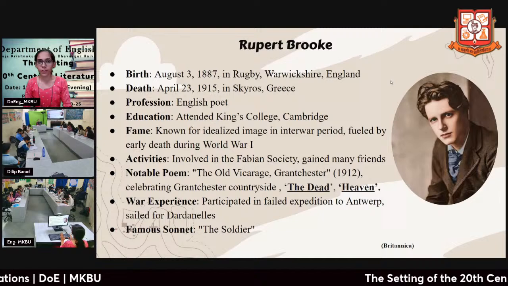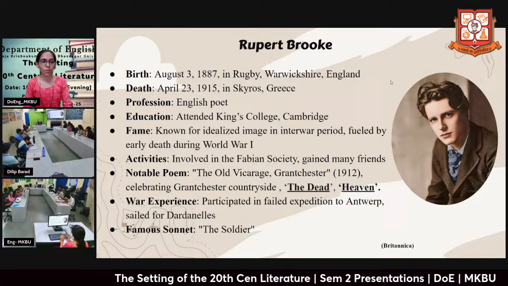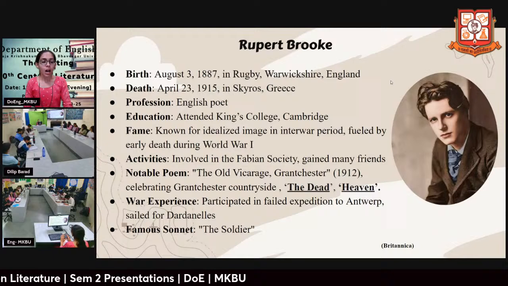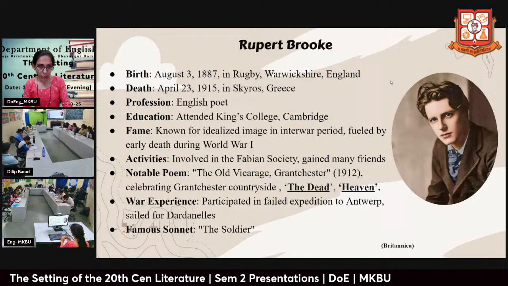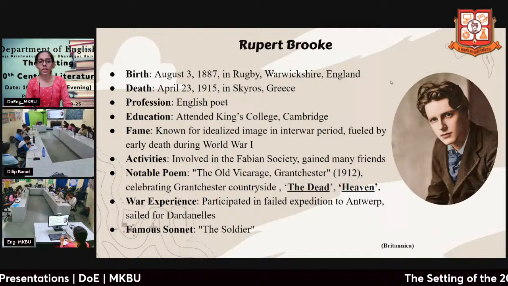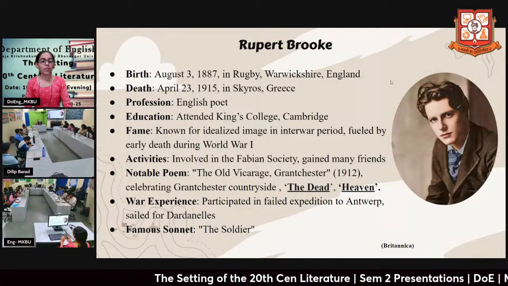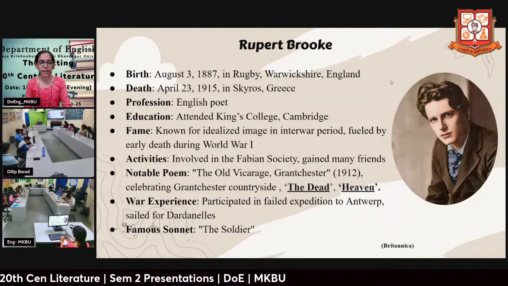First, an introduction of Rupert Brooke. Rupert Brooke was born in England, in Rugby. He was an English poet. He was educated at Cambridge. His fame is known from the interwar period, fueled by his early death during World War One. He was involved in the Fabian Society. His notable poems include The Dead and Heaven. From the darkness came the famous sonnet, The Soldier. This information is from Britannica.